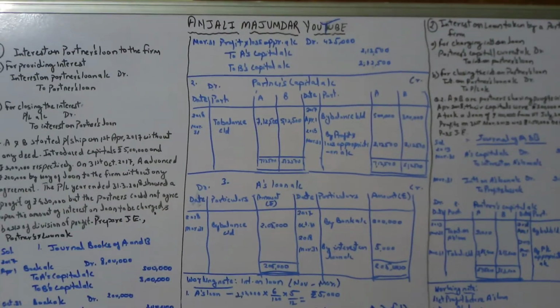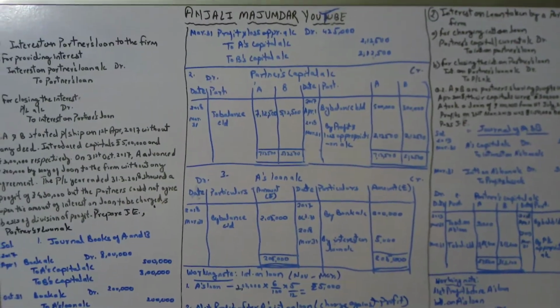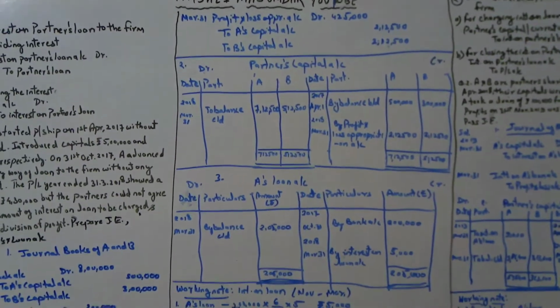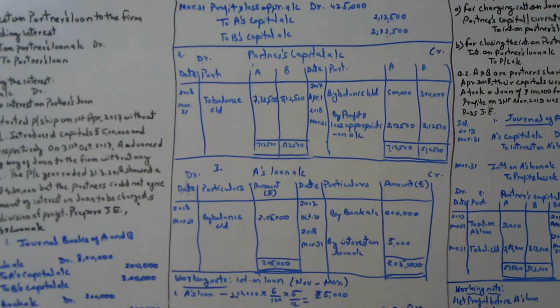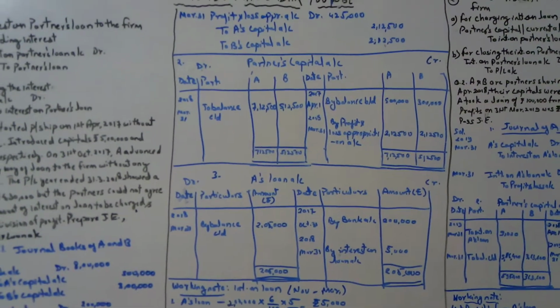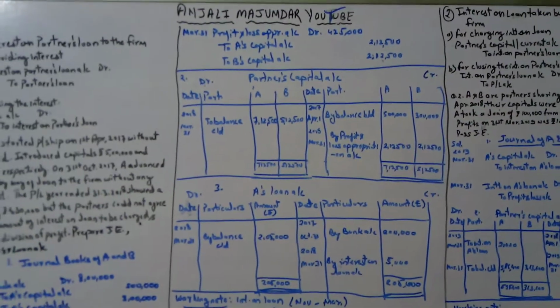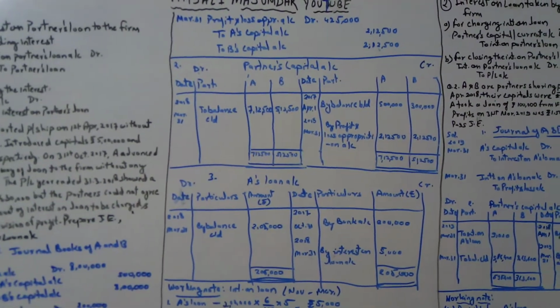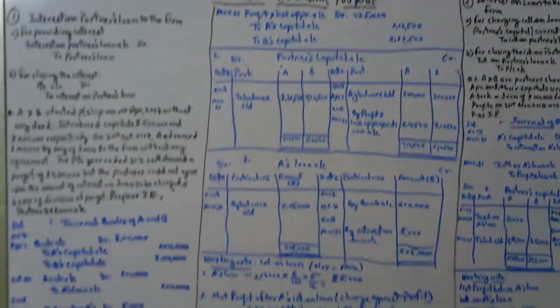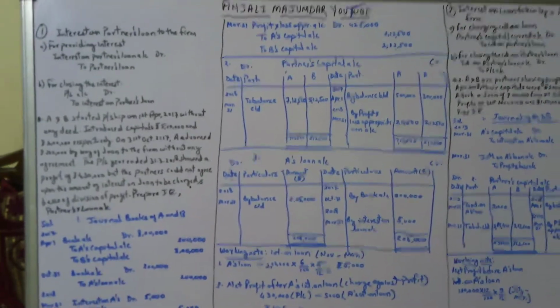31st October. So the date 31st October, by bank 2 lakh, and by interest which is 5,000 already calculated in the working note. So when you add up 2 lakh plus 5,000, that means balance carried down is 2 lakh 5,000 in the left side, March 31st. So this is the completion of this question.